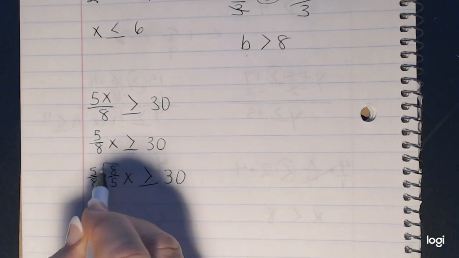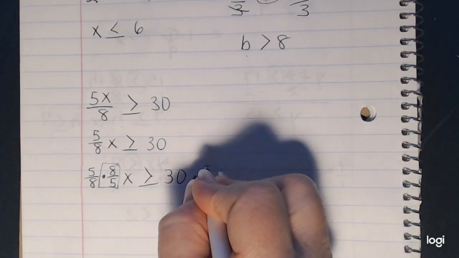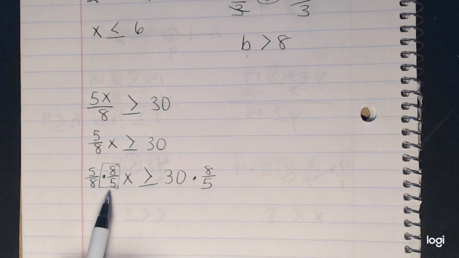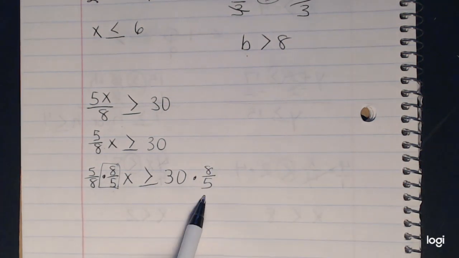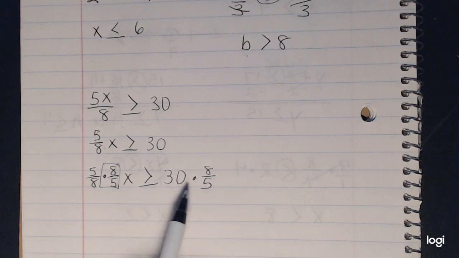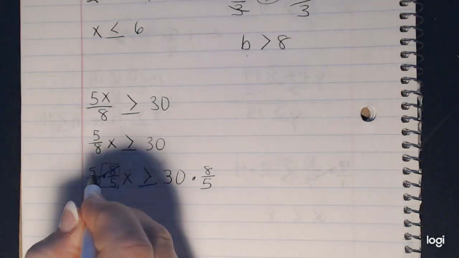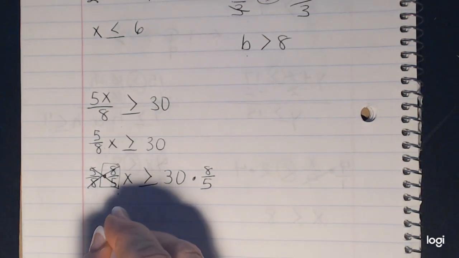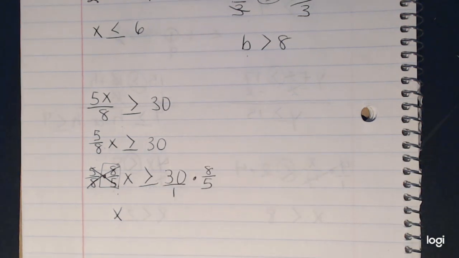Because this is the new part that I added, I have to do that on this side as well. So I'm multiplying by 8/5, and I'm going to multiply by 8/5 over here. I have to do exactly the same thing in order to keep my balance equal. So these 8's cancel, these 5's cancel, leaving the letter x. 30 over 1. Let's see what we can do like that.